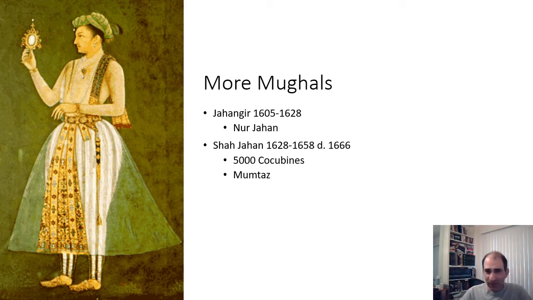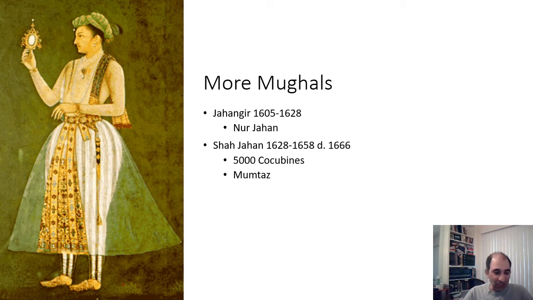He was apparently kind of a decent ruler, kind of like Akbar. He didn't seem quite as interested in doing as much as Akbar, but overall, the Mughal dynasty functioned fairly well. He had a son, and his son is named Shah Jahan. And this is one of the more interesting stories of the Mughals. Shah Jahan ruled from 1628, as you can see there, to 1658.